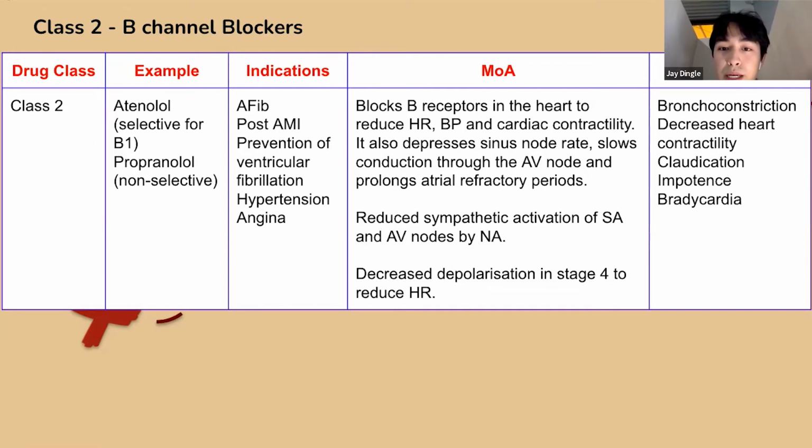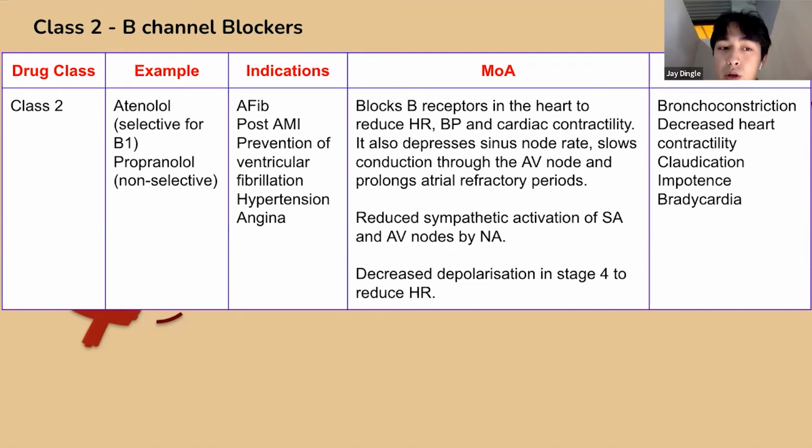So we've got blocks of beta receptors in the heart to reduce heart rate, blood pressure, and cardiac contractility. It depresses the sinus node rate, slows conduction through the AV node, and prolongs atrial refractory periods. We have reduced sympathetic activation of the sinoatrial and atrioventricular nodes by noradrenaline, and then decreased depolarization in stage 4 to reduce the heart rate.